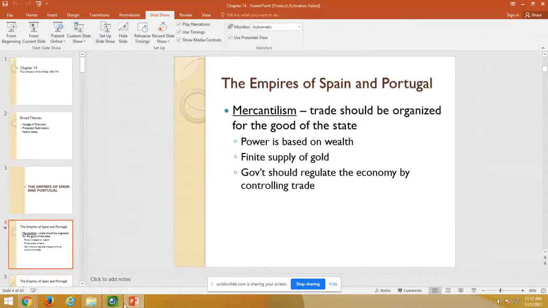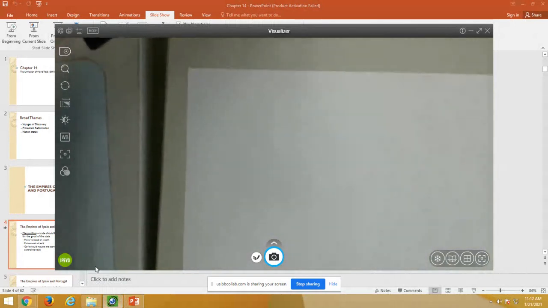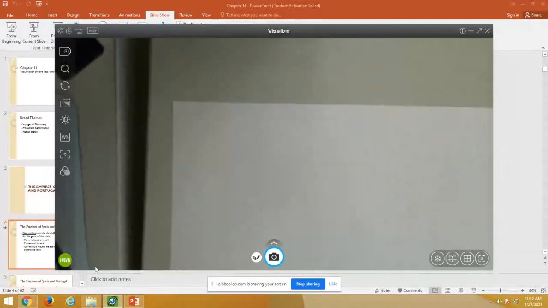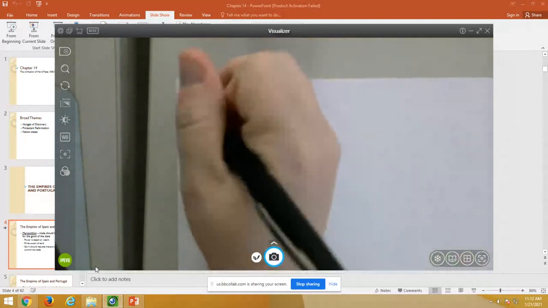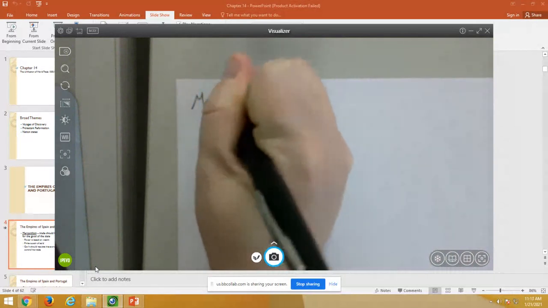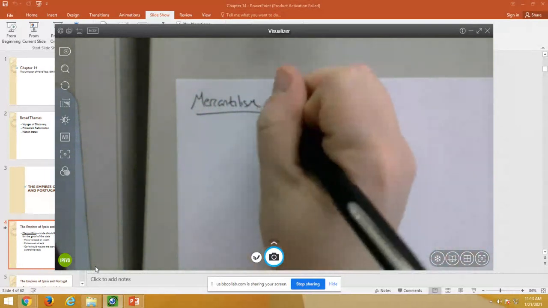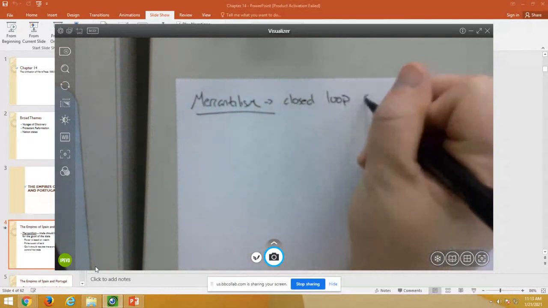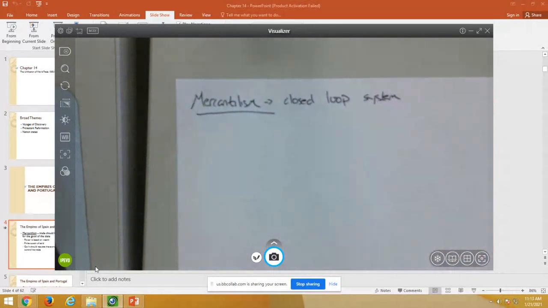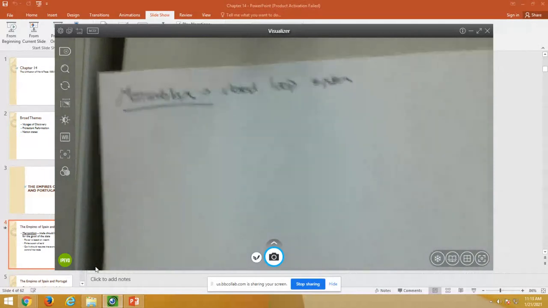Well, the second part of that we need to talk about is why do countries have colonies? Because we're going to talk in just a moment about these voyages of discovery. All of these European countries are going to begin colonies, and why do they do that? Well, it's because of this. Mercantilism assumes a closed loop system. That's the way it works. A closed loop system.